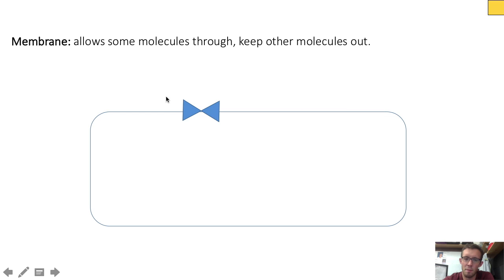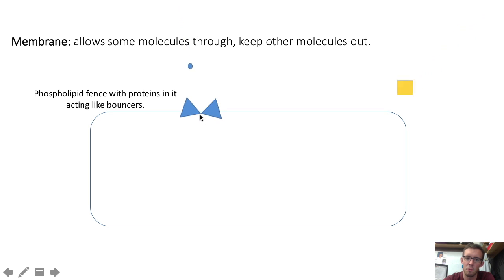So here we have an example of a membrane, and its basic job is to just let some molecules through and keep other molecules out. So its structure is a phospholipid fence with various protein channels and gates embedded within it that act kind of like bouncers. And we'll watch that happen here. So they let some molecules through, but they keep other molecules out.